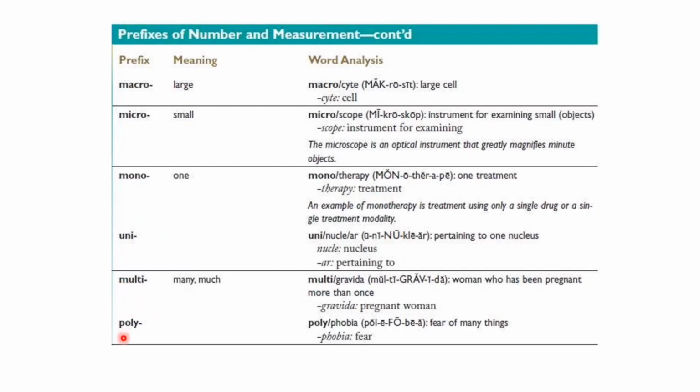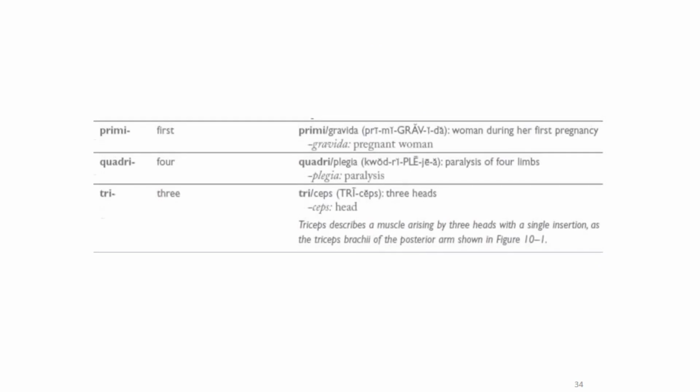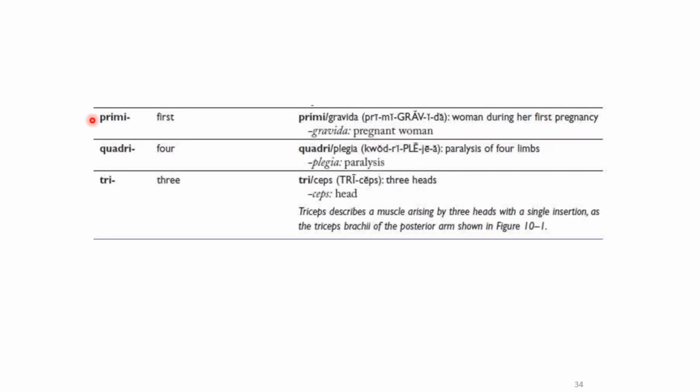Fine. Then multi and poly. The meaning of multi and poly is many or much. And the word analysis for multi is multigravida. Now the meaning of gravida is pregnant woman, and multigravida means a woman who has been pregnant more than once. Then polyphobia. Phobia means fear. Fear of many things. That is the meaning of polyphobia. Then another one is primi. Primi means first. And the word analysis for the prefix primi is primigravida. So gravida is a pregnant woman, and primigravida means a woman during her first pregnancy.